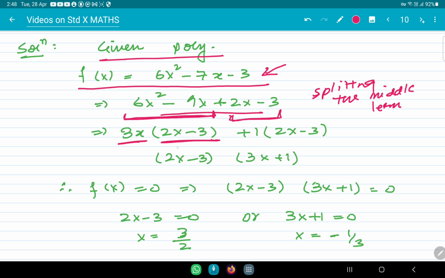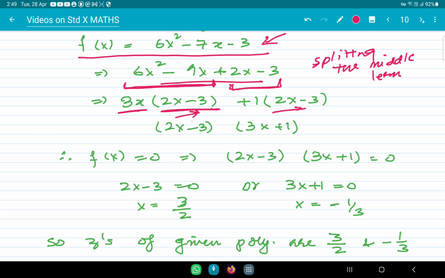Here you can see that both brackets are the same. This is the clue that we are doing it right. So 2x minus 3 will come first since it is common in both, and the common quantity comes first. In the other bracket, 3x plus 1. So our final factorization will be 2x minus 3 and 3x plus 1.